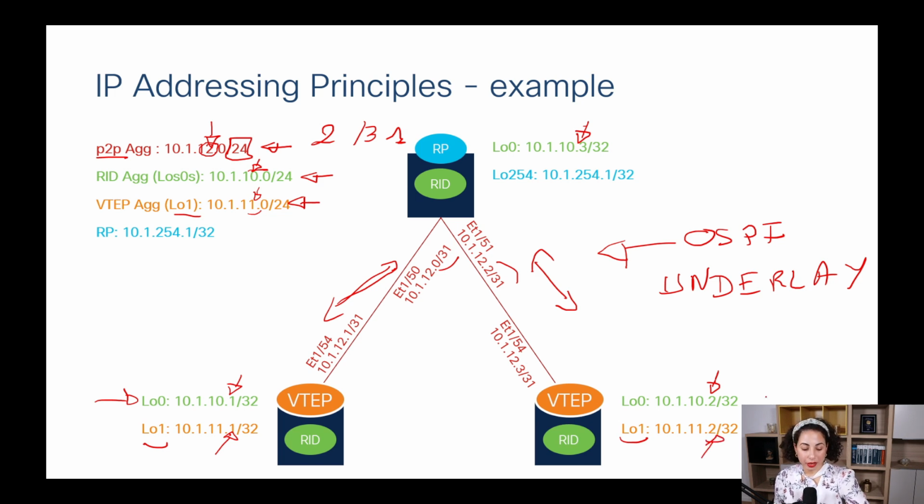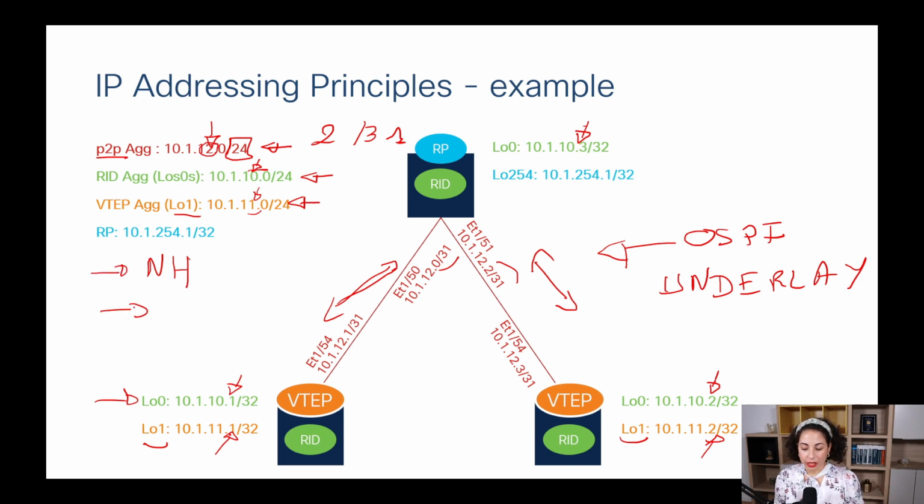And as a reminder of where we find these Loopback 1s, we find them in the BGP updates, in the next hop field. So when a VTEP sends a BGP update to announce the reachability of a host that is attached to it, the next hop field will be populated using the Loopback 1 interface of that VTEP. And this is from the perspective of the control plane of the overlay.